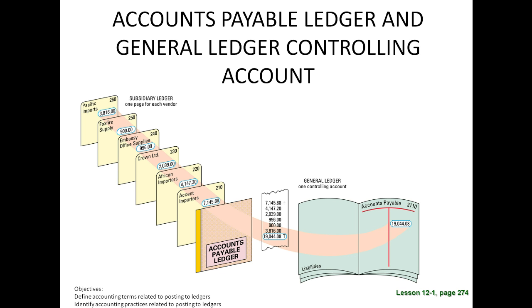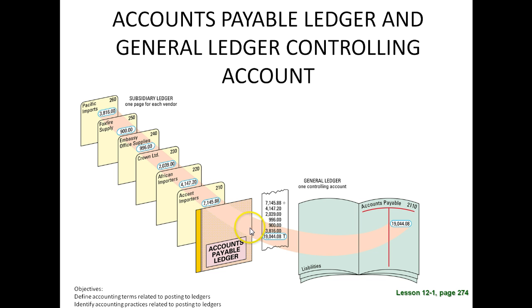So this is our very first slide in here. As you can see, our objectives are listed at the bottom. We're on page 274 in our textbook in 12-1. And this is an illustration of our subsidiary ledgers going to a controlling account. As you can see, this picture here, these are all of our subsidiary ledgers, right? This is accounts payable.